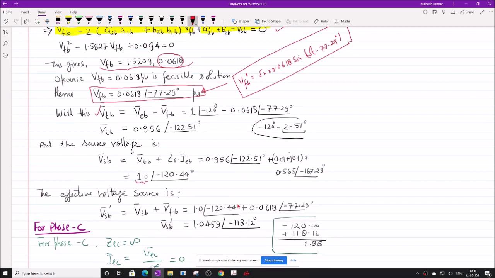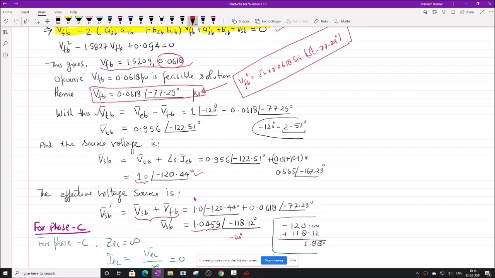And then we can calculate the terminal voltage as usual, which is 0.956, and VSB also, which must be of course 1.0 angle of minus 120, okay, and VSB dash, the effective voltage will be VSB plus VFB, which is 1.05, angle is again minus 118.12. So minus implies that it is leading by 1.88 degree, because it is less than minus 120 degree, and hence this leads the actual VSB by 2 degree and VLB by 1.88 degree. So that ensures that power flows from the source to the load in phase B.